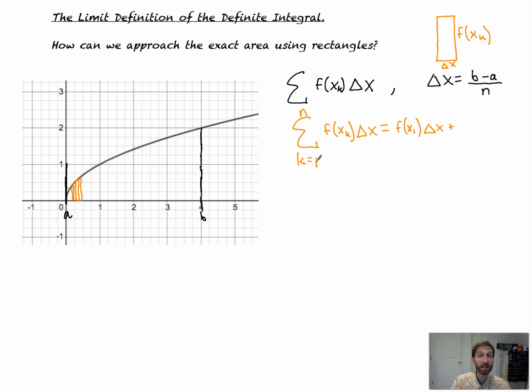Plus, in sigma notation, you then plug in the next number. It would be f of x sub 2 times delta x. That would be the area of the second rectangle, this tiny little thing here. Plus f of x sub 3 times delta x. And it would keep going on and on and on like that. You keep adding up areas of rectangles.